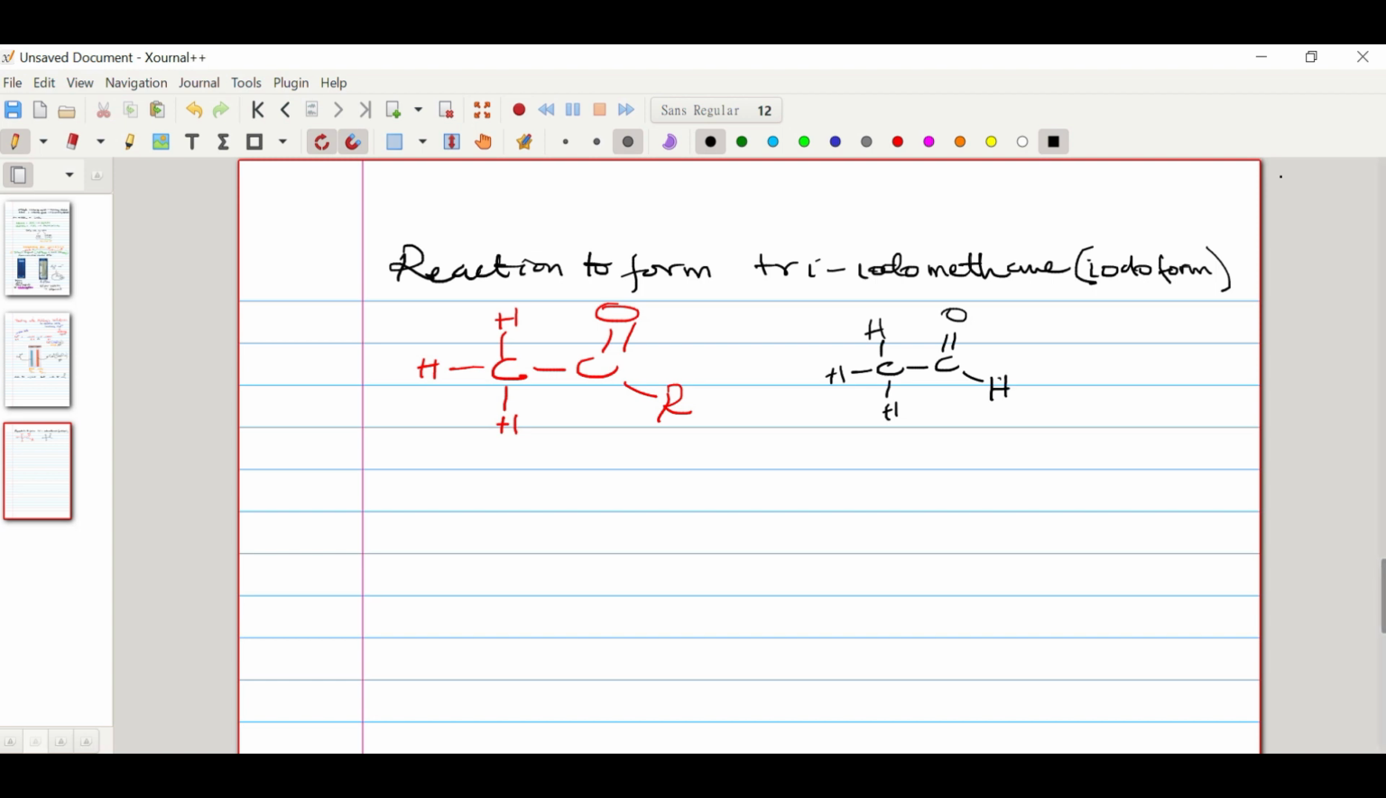This is ethanol. So it means ethanol will test positive to the triiodomethane test. It will be positive to the triiodomethane test because it also contains a methyl ketone group. So let me write this one, methyl ketone.